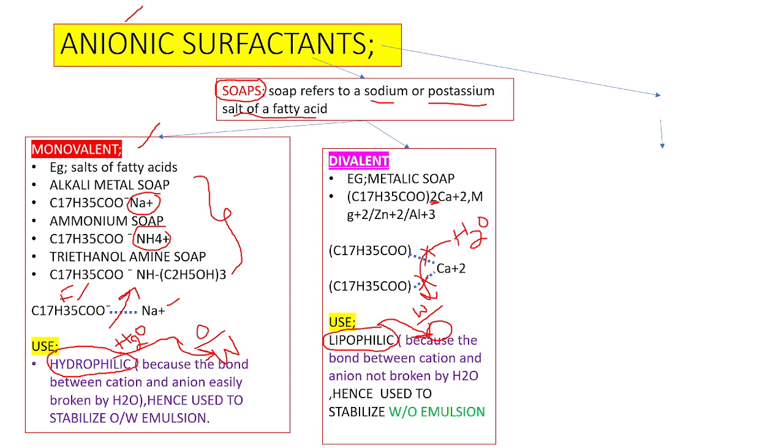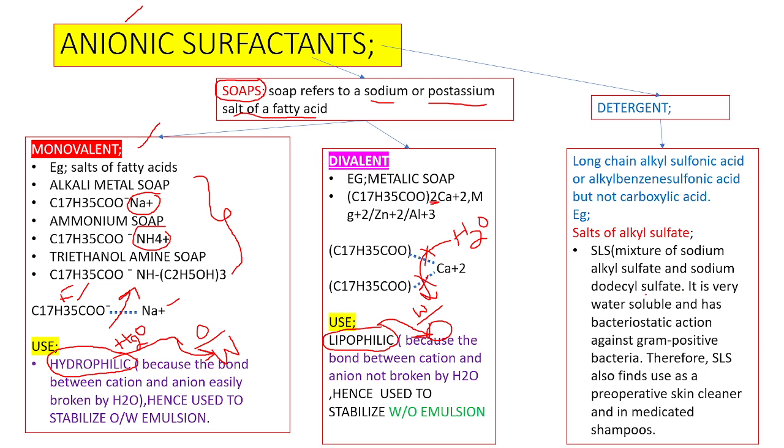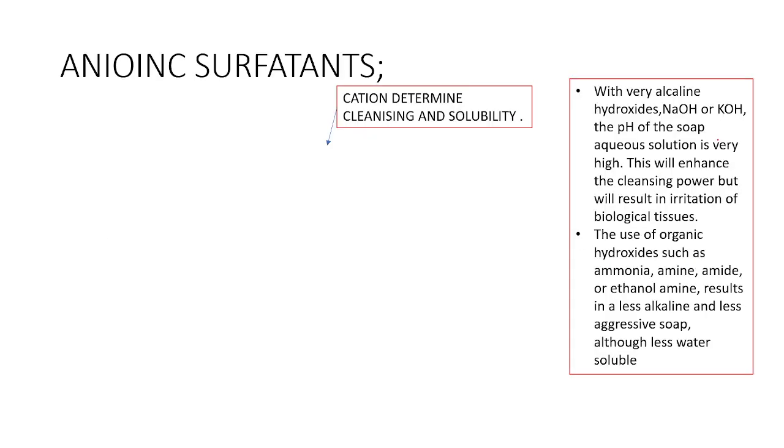Next one under the anionic surfactants is detergents. What are detergents? Detergents contain sulfonic acid, but soaps contain carboxylic acid. Here there is carboxylic acid, but the detergent contains sulfonic acid, SO4. That is the major difference between soaps and detergents.